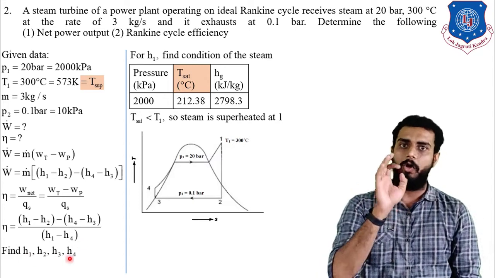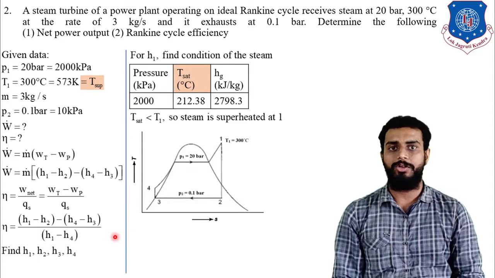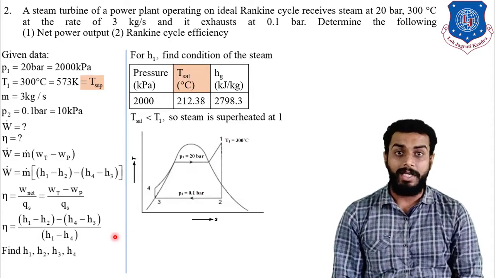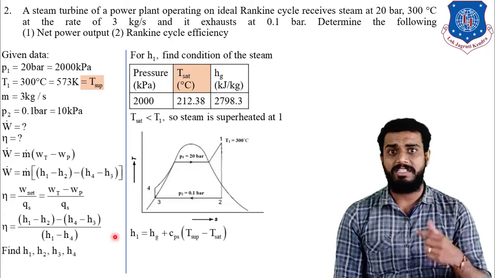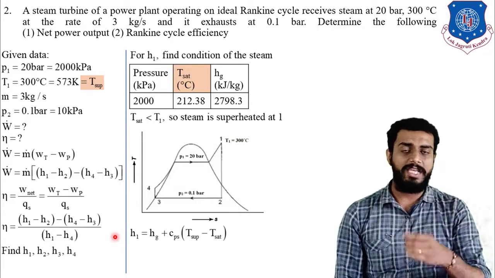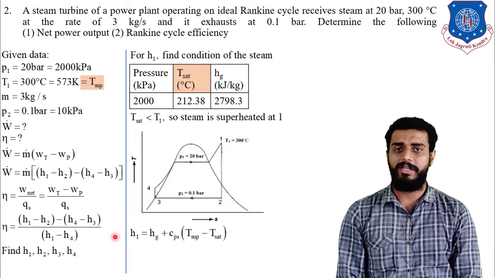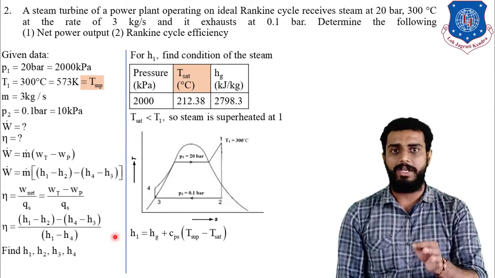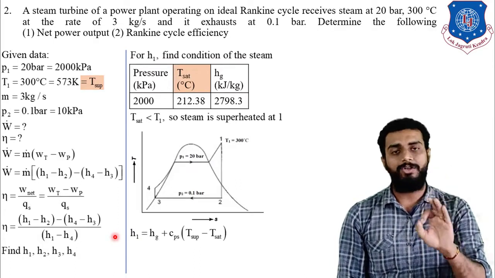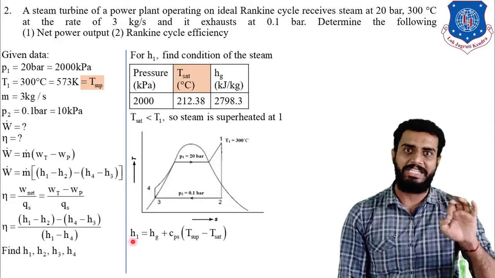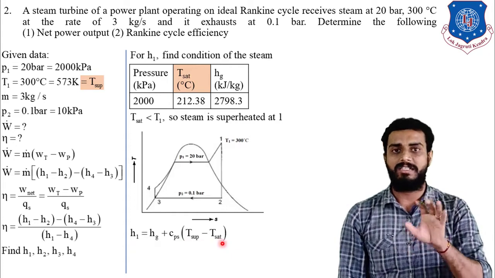So let us find out all the 4 enthalpies. Very first is H1. Now you should know that at point number 1 the condition of the steam is superheated steam. So if superheated steam is given, then what is the equation for superheated steam? You know, right? We have already discussed. So for superheated steam, H1 is equal to Hg plus Cps into (T superheated minus T saturated), right? That is the equation for superheated steam.